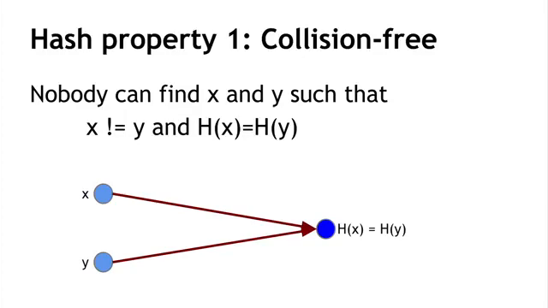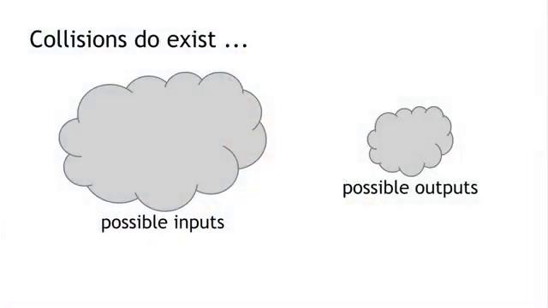Now, one thing to notice is that I said nobody can find. I didn't say that there is no collision. Because if you think about it, there has to be a collision. Collisions do exist, and to understand why that is, we can use this diagram. Over here on the left, I'm depicting all of the possible inputs to this function, which can be a string of any size. And over here, I have all of the possible outputs, which has to be a string of 256 bits in size. So on the right-hand side, the outputs, there are only 2 to the 256 possibilities. Over here, there are more possibilities.